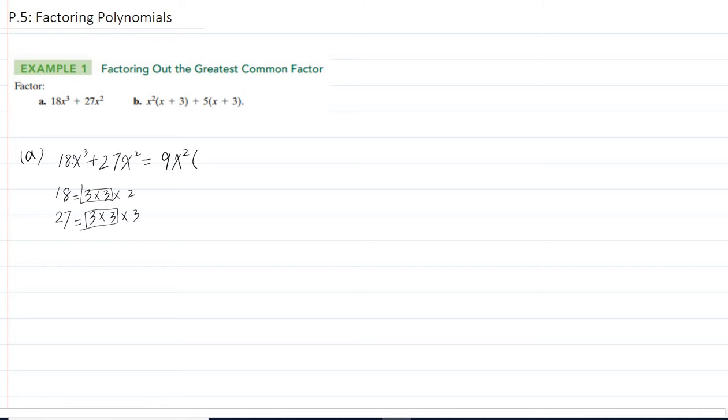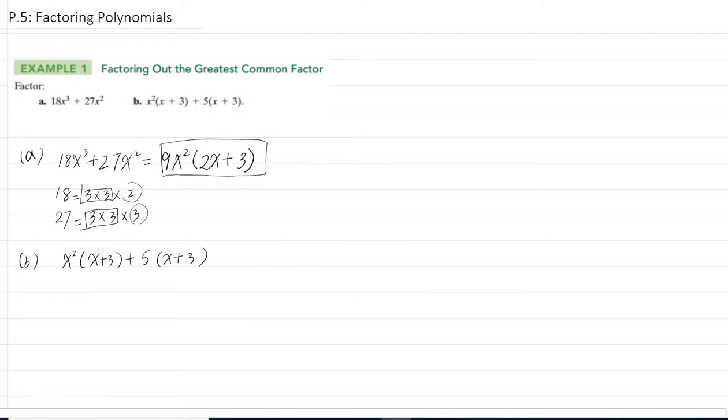Once I take this 9 out, what is left is a 2 right here. That will be 2x, then plus, I take a 9 out from 27, and I'm going to have a 3 left. So then we're done. So let's look at part B.